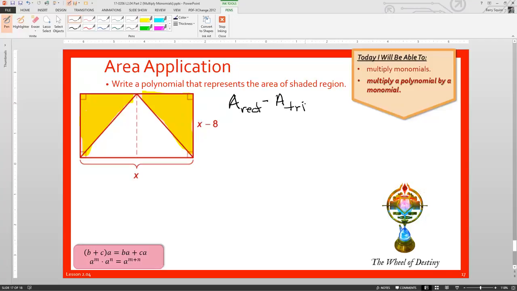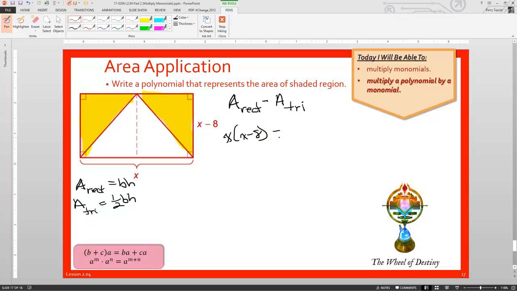So we need to know what those formulas are. Area of the rectangle, I'm going to call it base times height, because the area of the triangle is 1/2 times the base times the height. So how would we write the area of the rectangle? Well, our base is x, and our height is x minus 8.